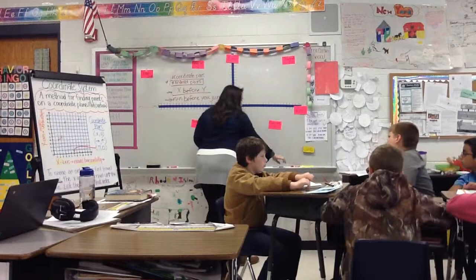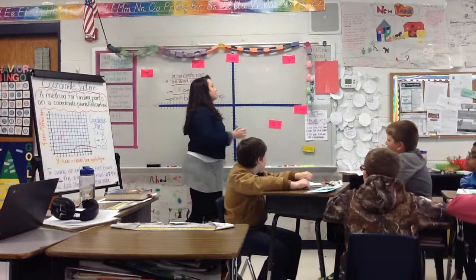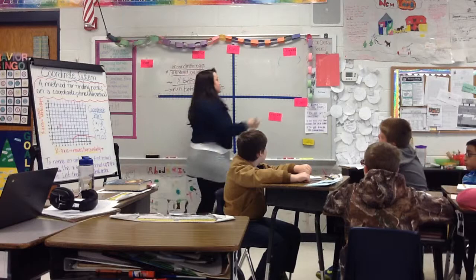Mason B., looking at our numbers on this x-axis and this y-axis, what do you know about the numbers that are going to be in quadrant 1? They're all positive, so our x is going to be positive and our y is going to be positive.